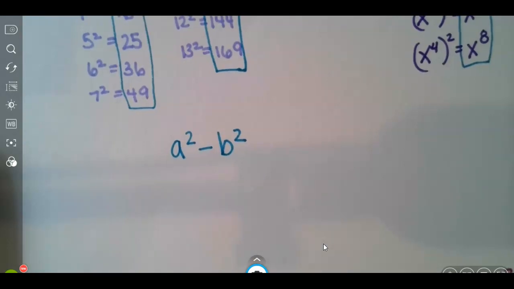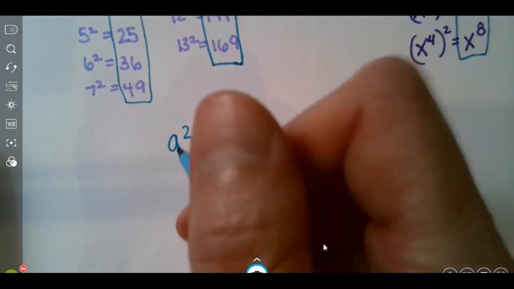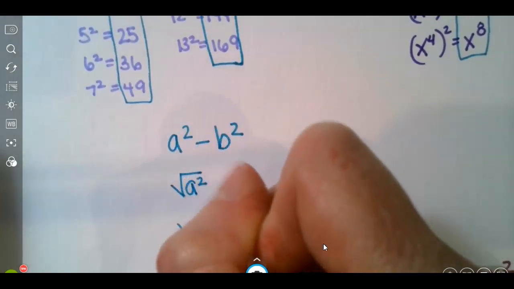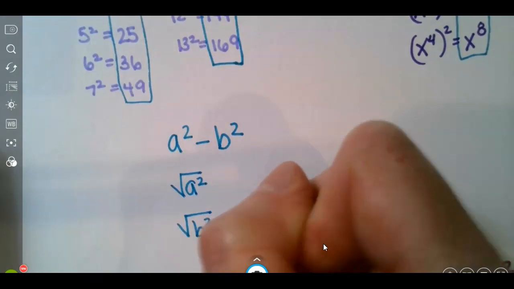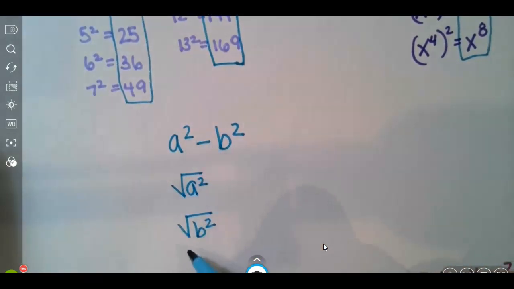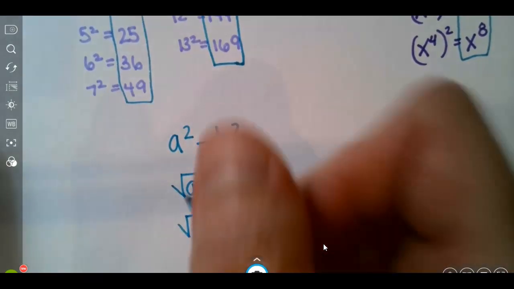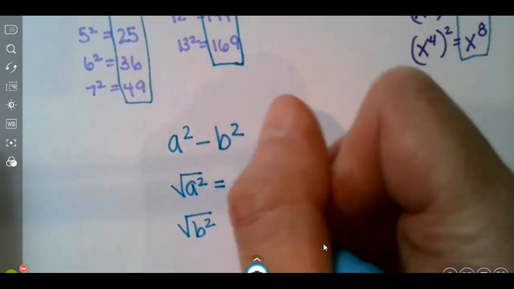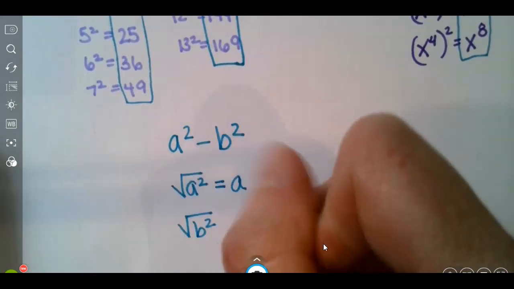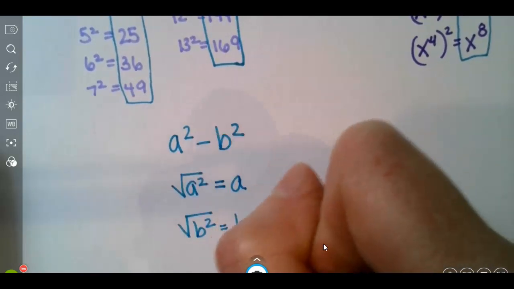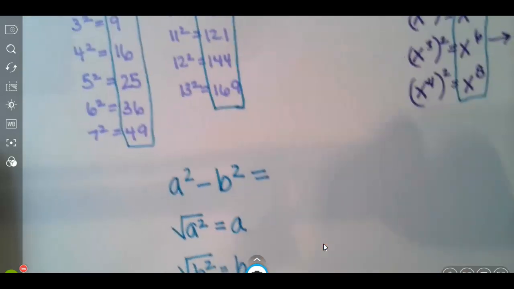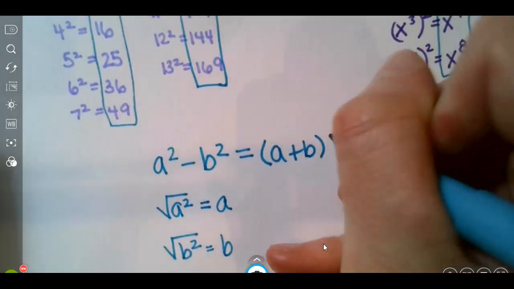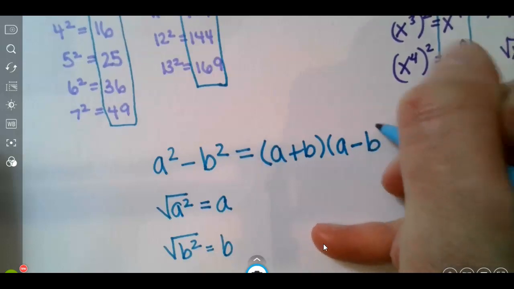If you do have two perfect squares, you're going to take the square root of the first term and the square root of the second term. Notice I ignored the minus sign because I'm taking the square root of both of these positive terms. We already know how to do this one. Half of a squared is a. Half of b squared is b. And it will always factor into this pattern: a plus b, a minus b.